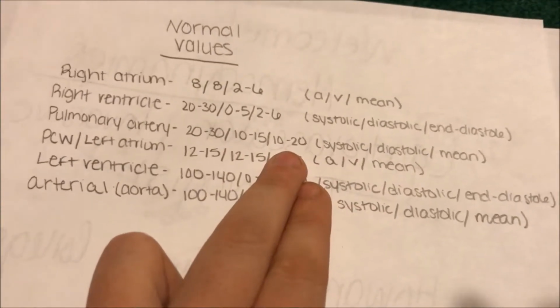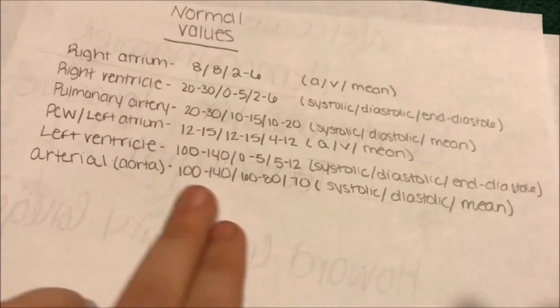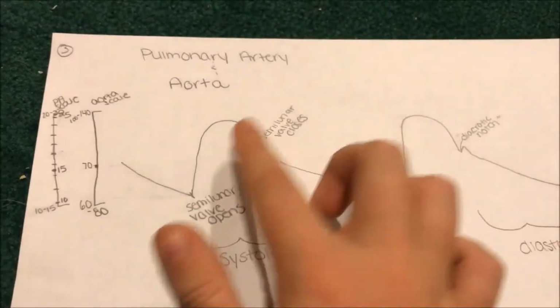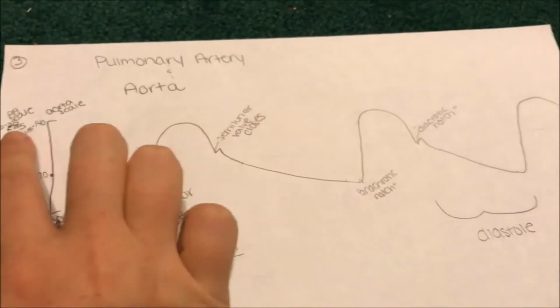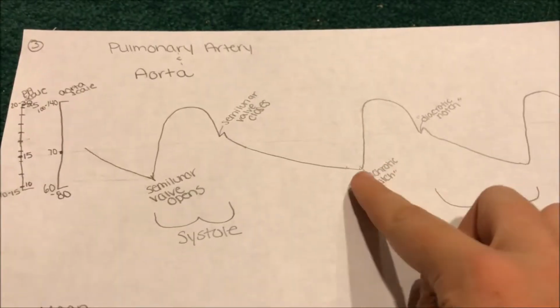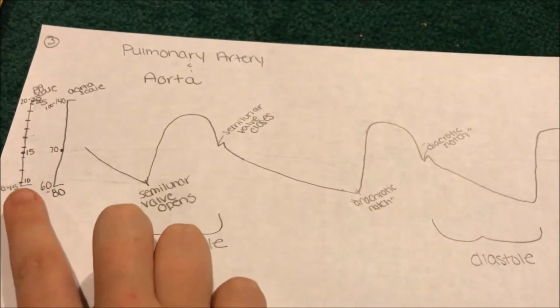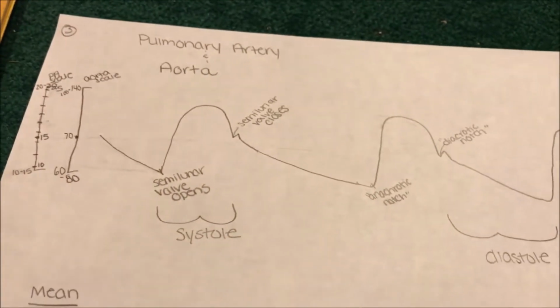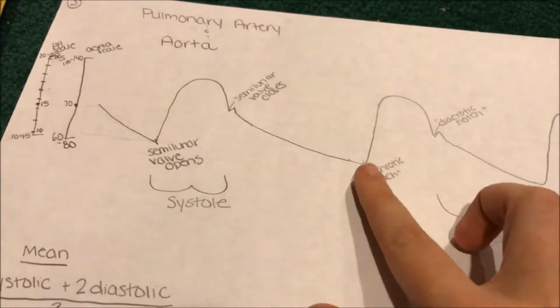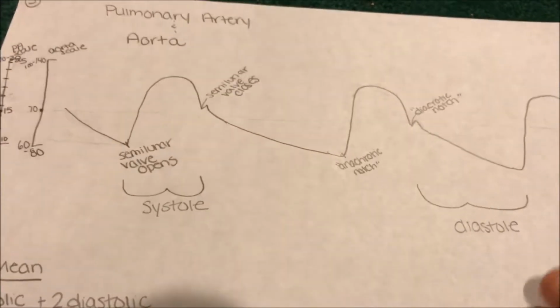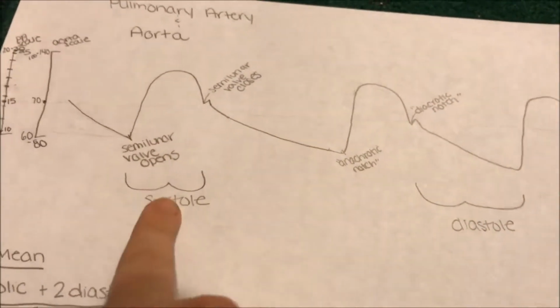And the mean should be about 10 to 20. And for the aorta, 100 to 140 should be systolic, 68 diastolic, and the mean should be about 70. About 25 is the top if we drew a line. Then for the bottom part, here at the dicrotic notch, we say that's about 10, which normal is about 10 to 15. And we're talking about the pulmonary artery right now. If we're talking about the aorta, it would be a lot higher of a scale.